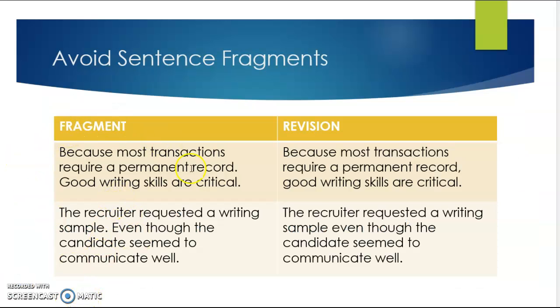Let's just look at an example fragment. Let's look at the first one. Because most transactions require a permanent record, good writing skills are critical. Take a second and identify the fragment here. Okay, we have 2 incomplete thoughts. Let's revise that. Because most transactions require a permanent record, comma, good writing skills are critical. So what we did here is we had to revise and we had to add some additional and different punctuation to pull that idea together. Instead of 2 fragments, we have 1 complete thought.